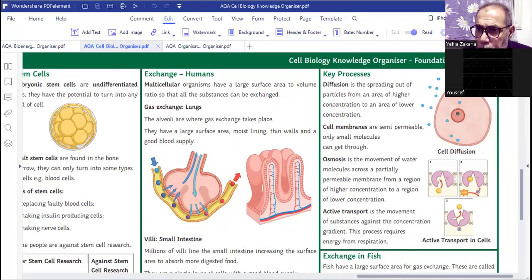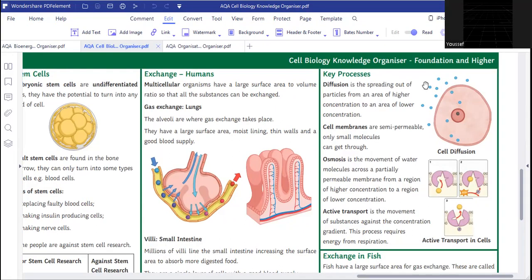Diffusion is the spreading out of particles from an area of higher concentration to an area of lower concentration. Cell membranes are semi-permeable. Only small molecules can get through. Osmosis is the movement of water molecules across a partially permeable membrane from a region of higher concentration to a region of lower concentration. Active transport is the movement of substances against the concentration gradient. This process requires energy from respiration. Good.